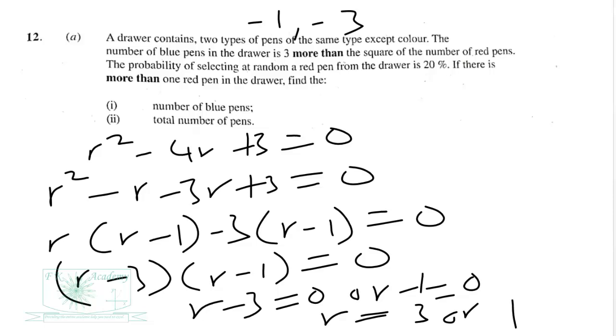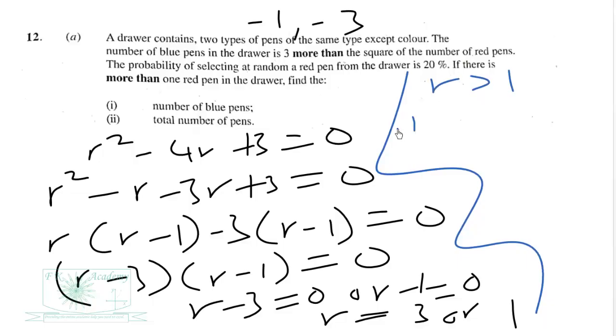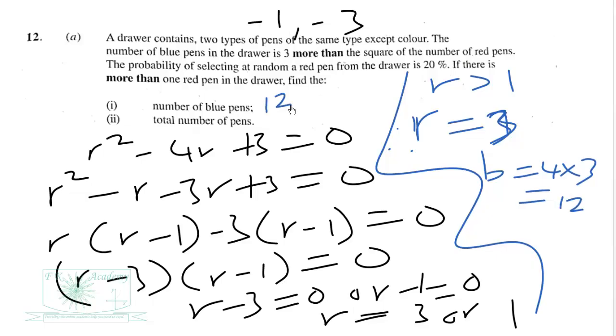But we're told that the number of red pens is more than 1. Therefore, r is equal to 3. Number of red pens is equal to 3. So if the number of red pens is 3, the number of blue pens will be 4 times 3, which is 12. Therefore, the number of blue pens is 12. Then the total number of pens will be 12 plus 3, and that will give us 15. So we have 15 pens in the drawer. Let's look at the B.